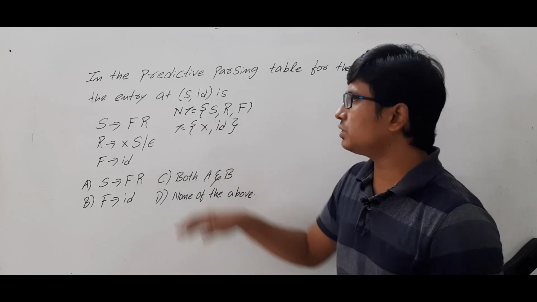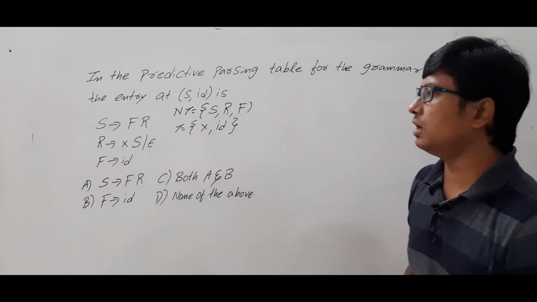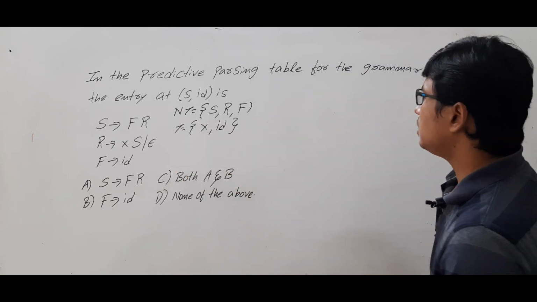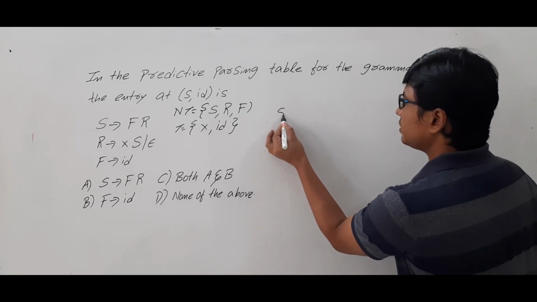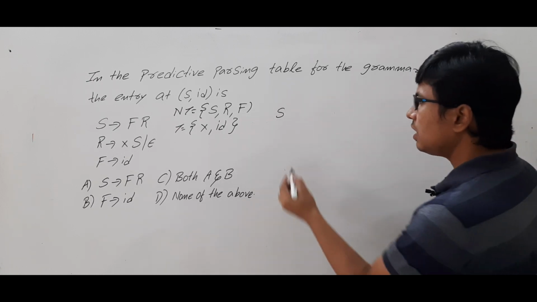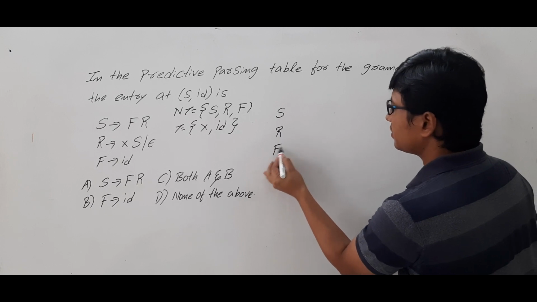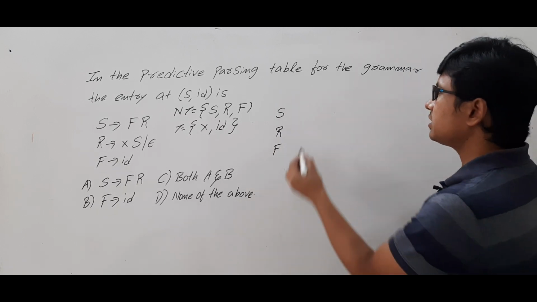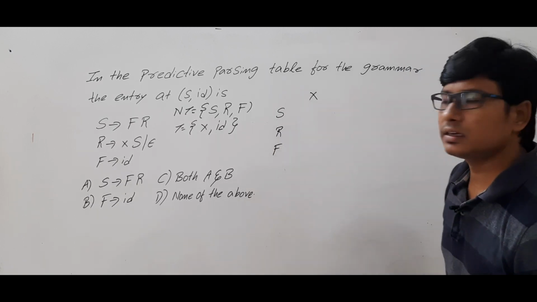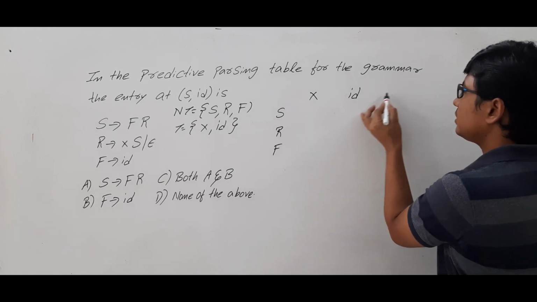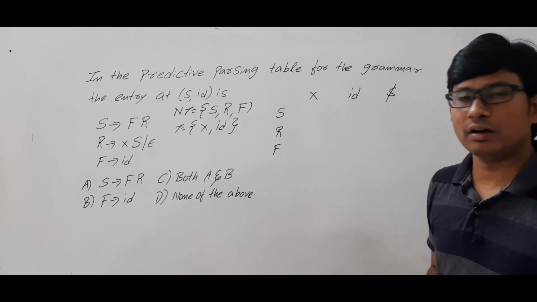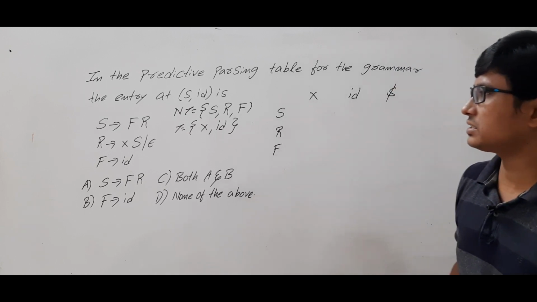Once we do this, we have to construct the parsing table. What will the parsing table consist of? The rows S, R and F, and the columns X, ID and dollar. Am I right or wrong? Is it clear? Are you able to understand it or not?